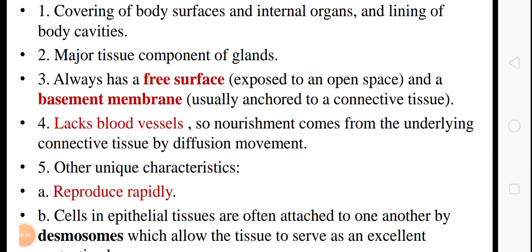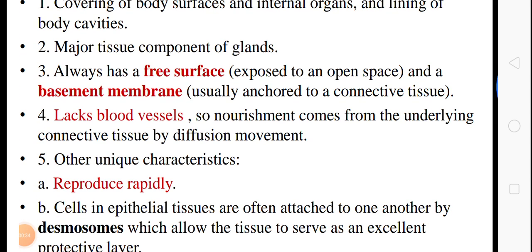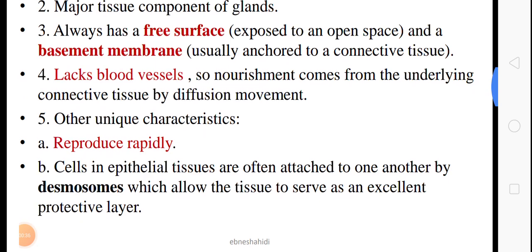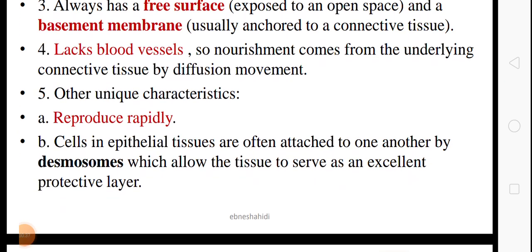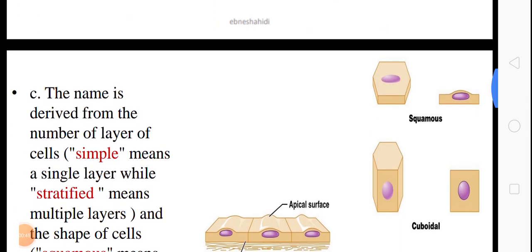First is squamous epithelium. Second is cuboidal. Third is columnar, and fourth is ciliated. Fifth is granular. Sixth is sensory epithelium, and seventh is germinal epithelium. So let us see here.